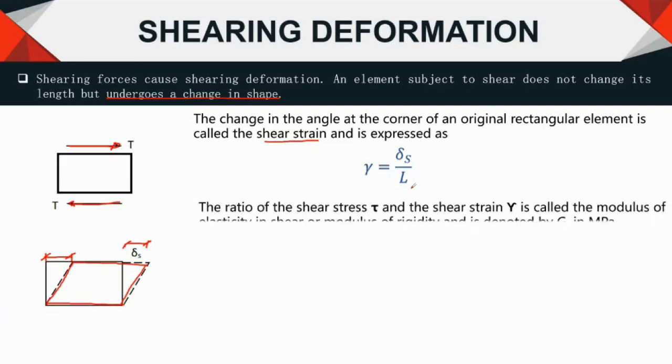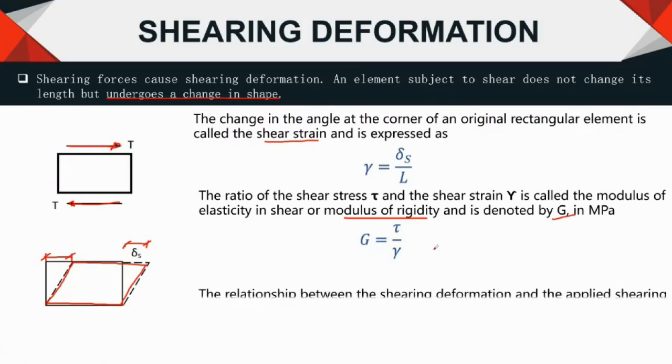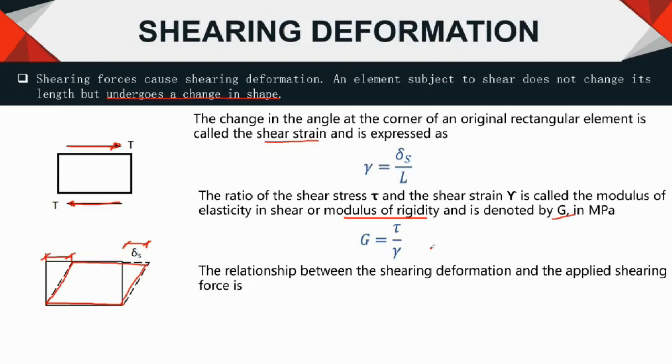Next, we have here naman the ratio of the shear stress, si tau natin, and the shear strain natin, gamma, is called the modulus of elasticity or the modulus of rigidity. Ito naman, capital G, we have tau divided by gamma, in terms of megapascal siya. Next, we have the relationship between the shearing deformation and the applied shearing force. Ito naman ang ating formula: delta S is equal to VL divided by AS multiplied by G.